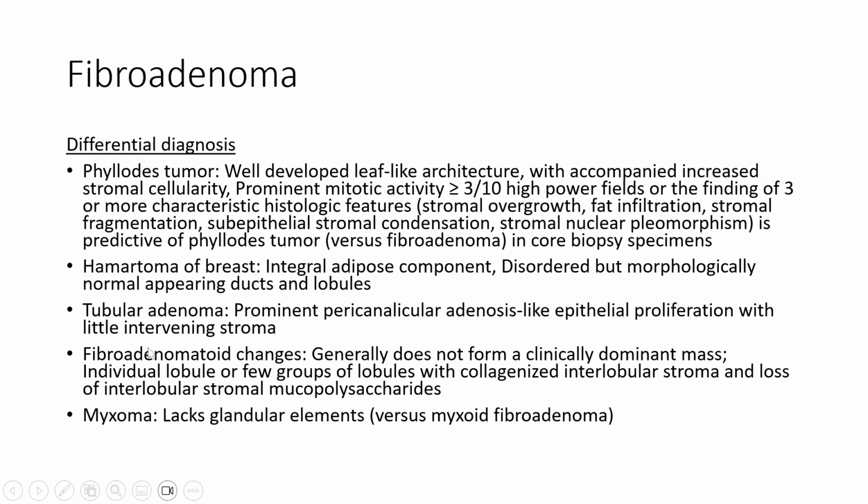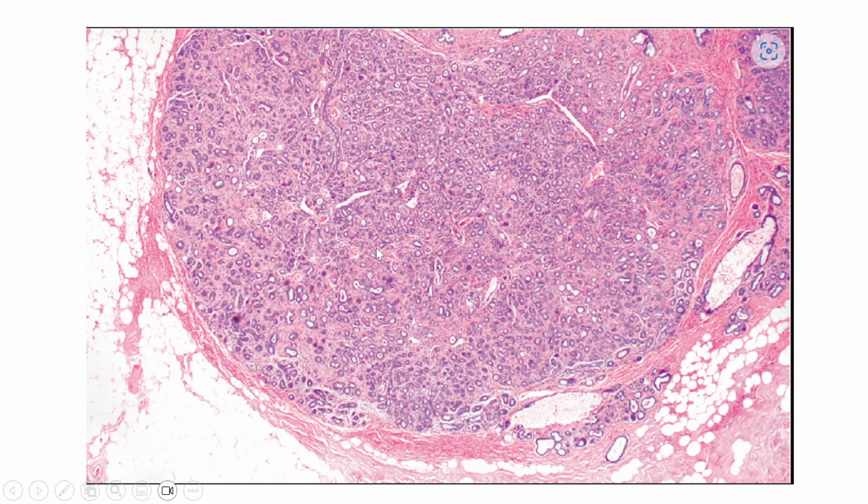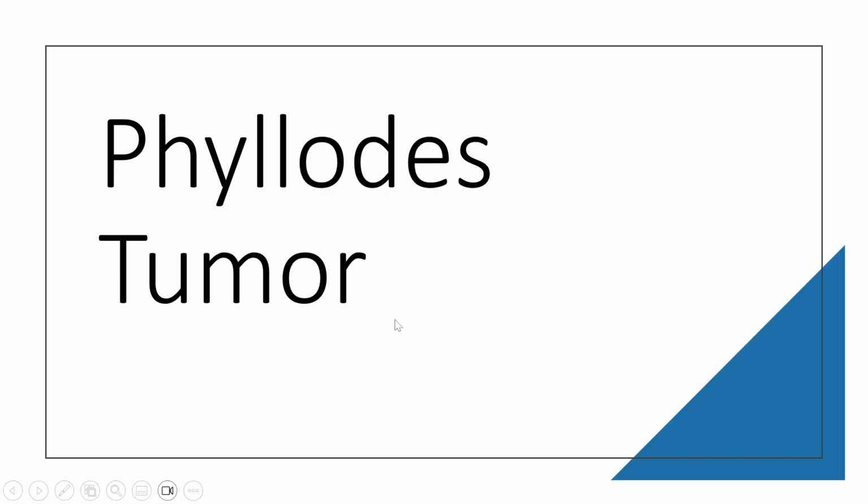And for the fibroadenomatoid changes, that means you have fibroadenoma-looking changes, with both the epithelial component and the stroma proliferating, but you do not see a mass. So that is called changes. This is a TA, tubular adenoma. Why do I call this? Because I can only see this epithelial component proliferation, but the stroma is a normal breast stroma, and it is forming a mass. So this is tubular adenoma.